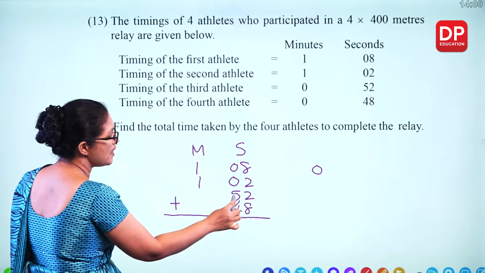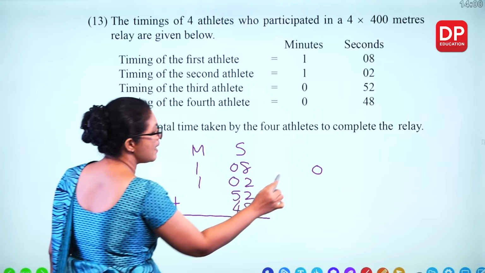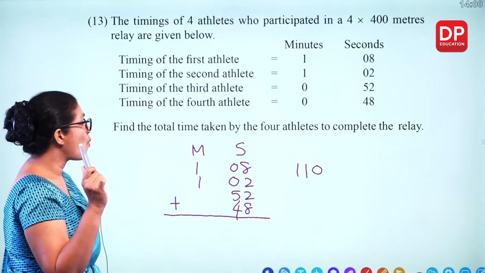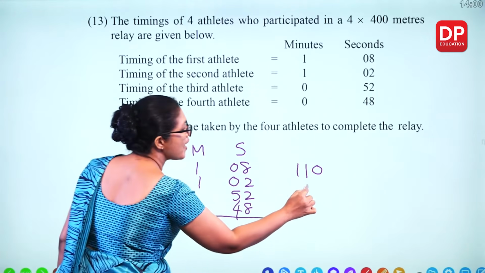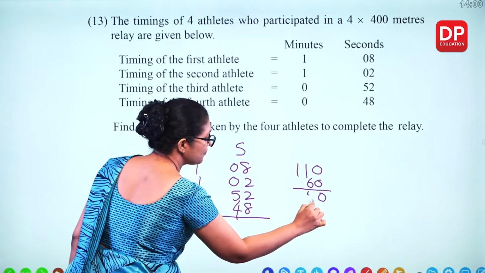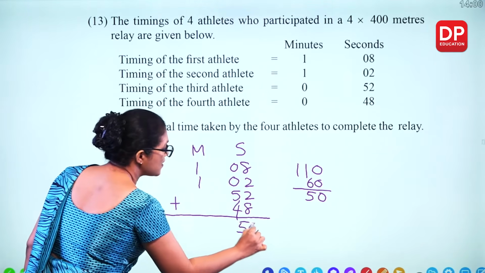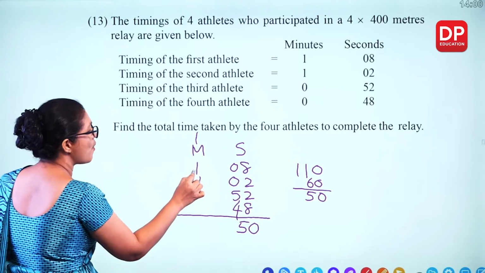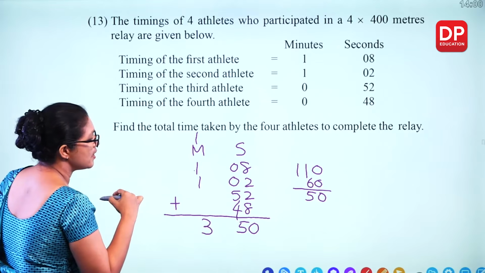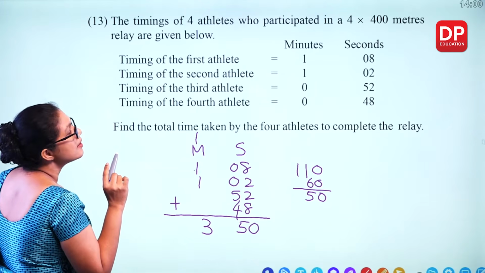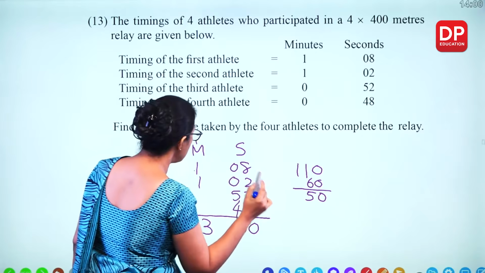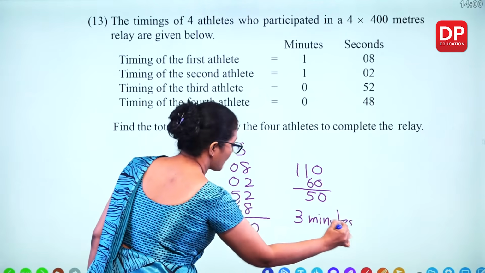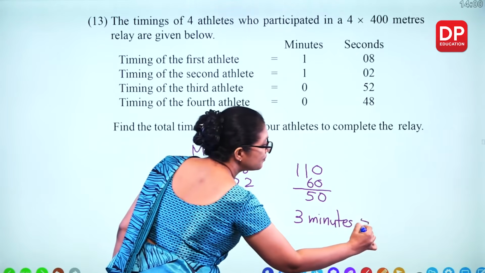5 plus 2, 7. 7 plus 4, 11. Now, 60 seconds is 1 minute. So you have to subtract 60 from that. So that means 50 seconds remaining. You are taking 1 minute there. 1, 1, 1, you get 3. So what's the total time taken? 3 minutes and 50 seconds.